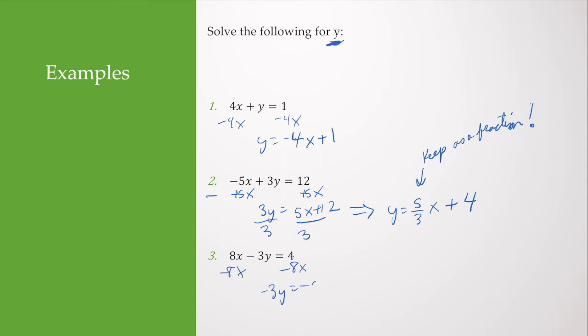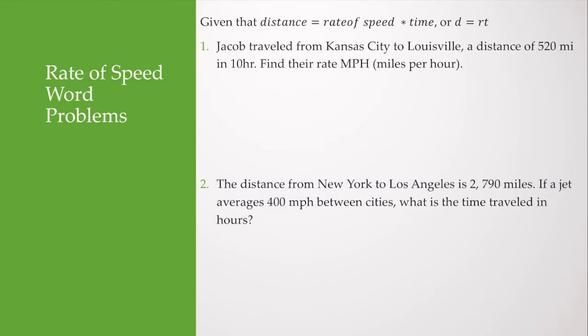Last, I'm going to subtract 8x from both sides. I get negative 3y equals negative 8x plus 4. I divide both sides by negative 3. This gives me y equals 8/3 x, minus 4/3, because this was a negative 3. And again, leave them as a fraction. I know we don't like fractions typically, but it will make our lives simpler in the long run.